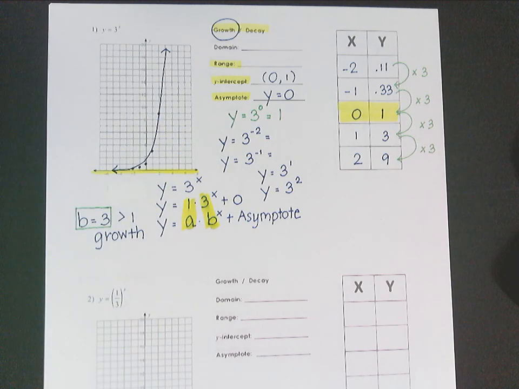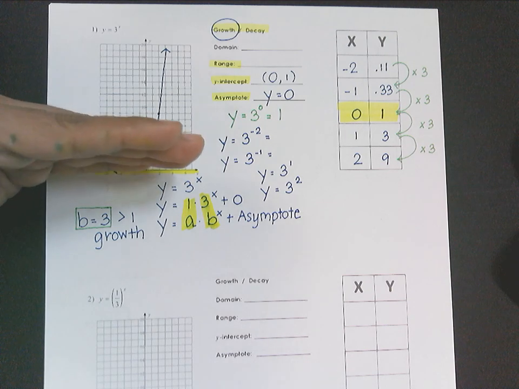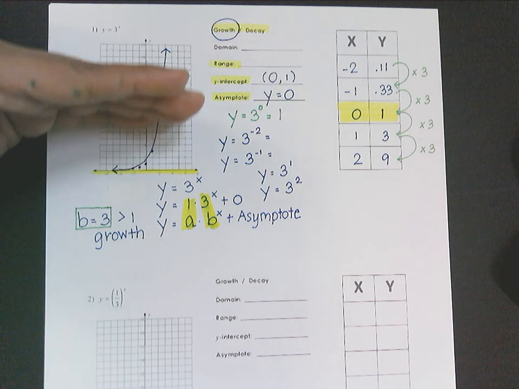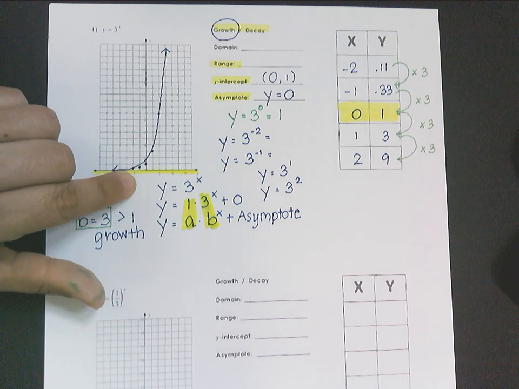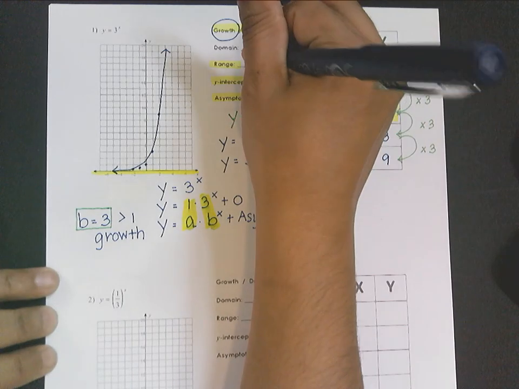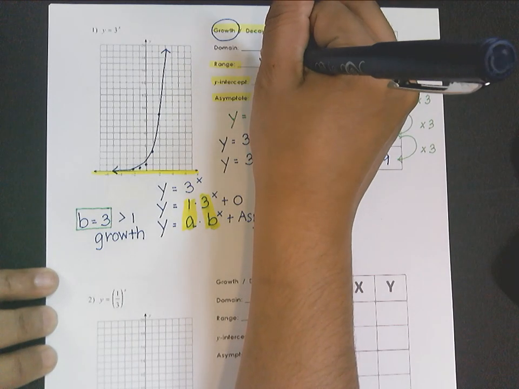And so my range is going to be those y values that I'm going to take all the way up here. So in this case, I can't include 0 because I'm not supposed to touch it or cross it. So therefore, my range is going to be y is going to be greater than 0.